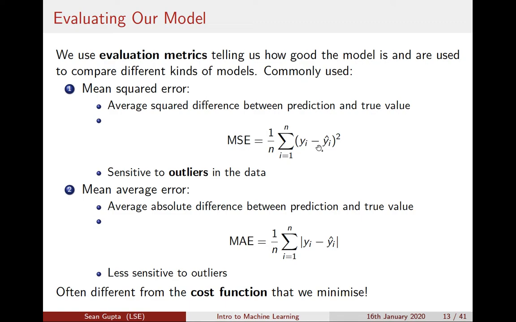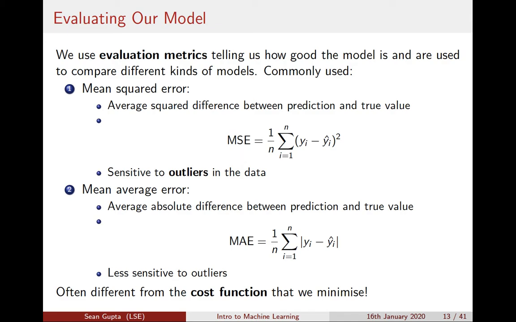Another way of evaluating how good our model is the mean average error, or the mean absolute error, which is the average absolute difference between the prediction and the true value. We take the absolute value of the difference, we take an average. So the metric that we use to evaluate a model can be different from the cost function. It doesn't have to be, but it can be different.